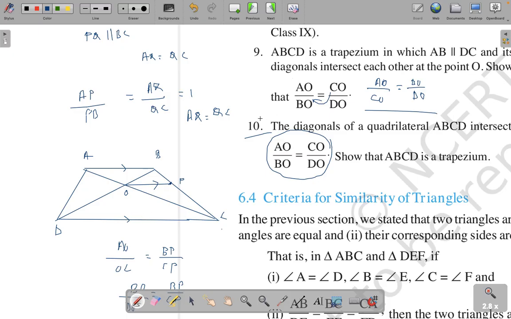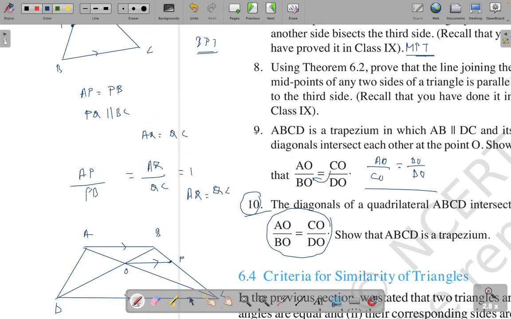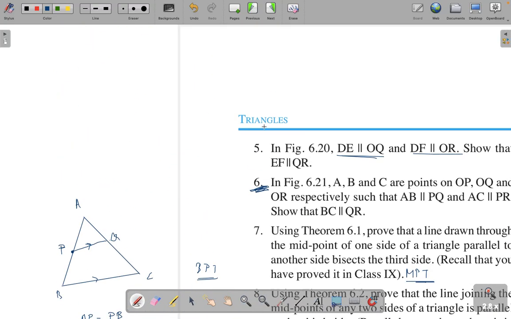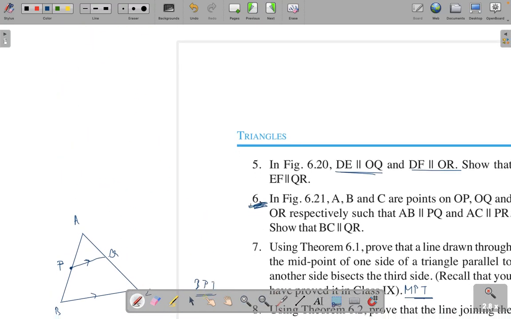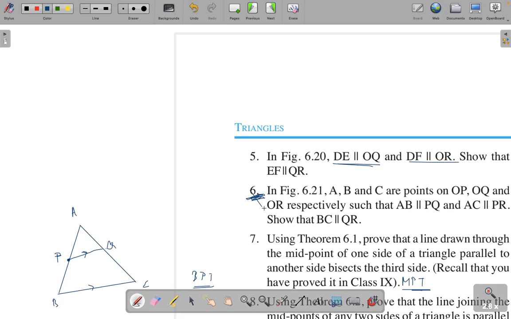I'll leave this 10 and 6 as homework. Try solving these two. If you have any issues, we'll discuss in the next class.